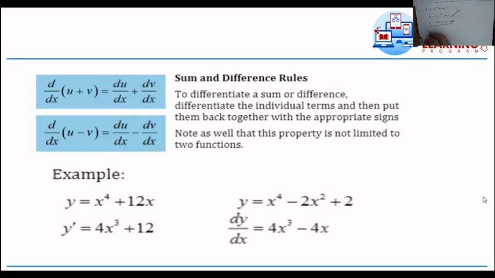Next, we have letter B, no? y is equal to x to the fourth minus 2x squared plus 2.